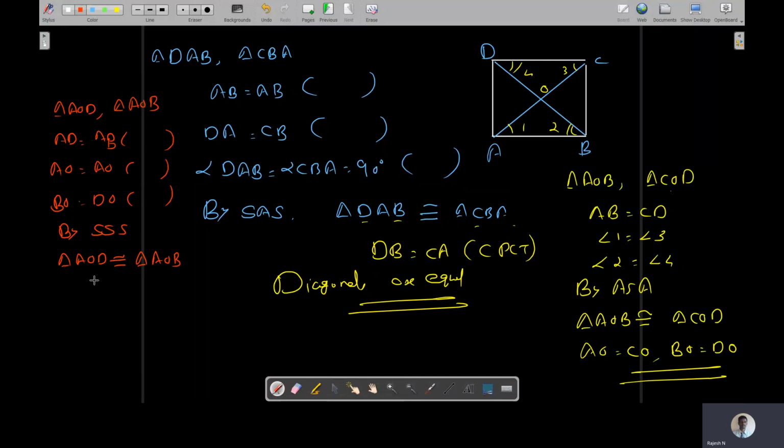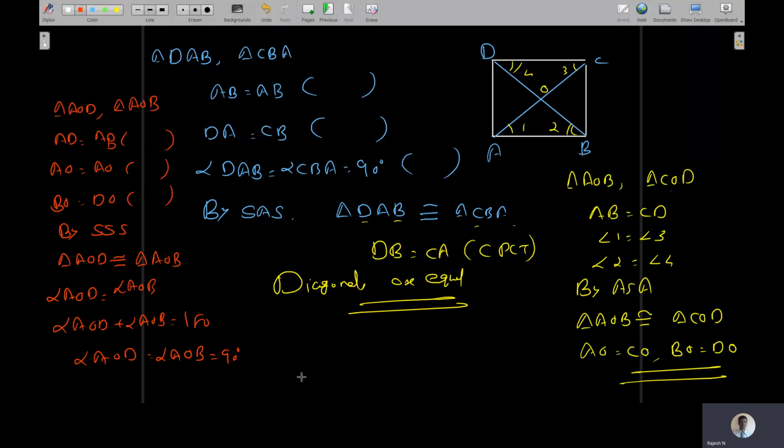AOB. If AOD and AOB are congruent, what you can say? Angle AOD is equal to angle AOB. But you know, AOD plus AOB is what? 180 degree. So what is each angle? AOD is equal to angle AOB is equal to 90 degree. Therefore, we can say that diagonals are bisecting each other at a right angle. These two are equal, and this angle is 90 degree. Therefore, diagonals bisect each other at a right angle.